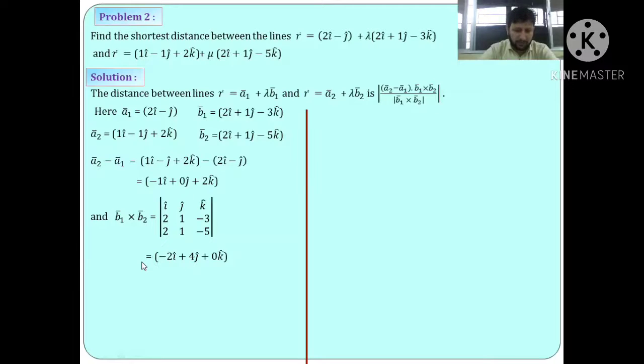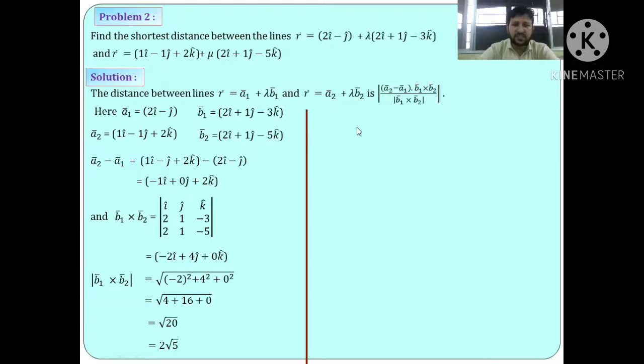The magnitude of b1 bar cross b2 bar is the square root of minus 2 squared plus 4 squared plus 0 squared. Minus 2 squared is positive, that is 4. 4 squared is 16. So the square root of 4 plus 16 plus 0 squared, 0. The total addition is 20. 20 you can write as 5 times 4, so the square root is 2 times root 5. This is the magnitude of b1 bar cross b2 bar.